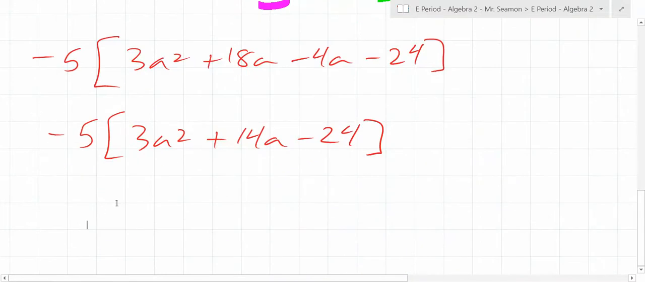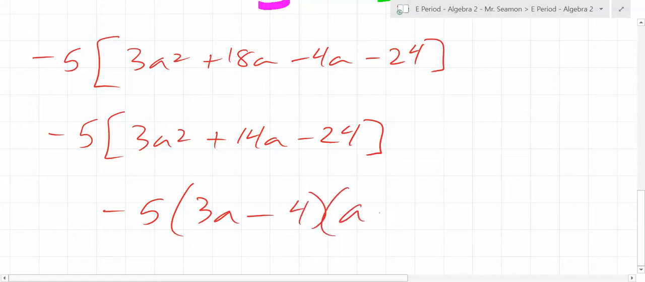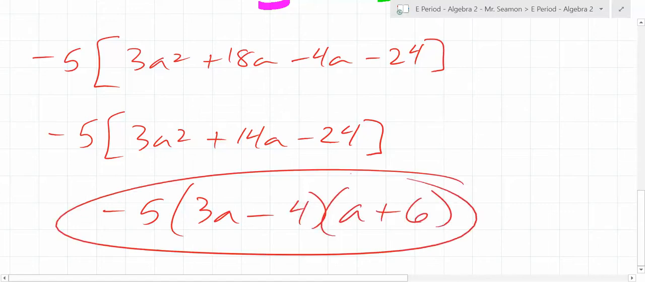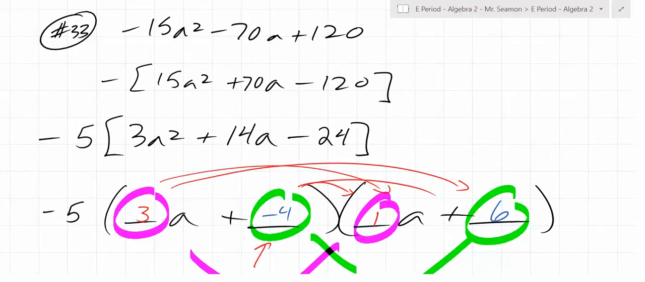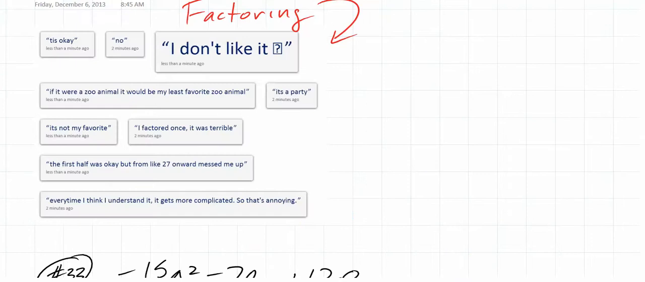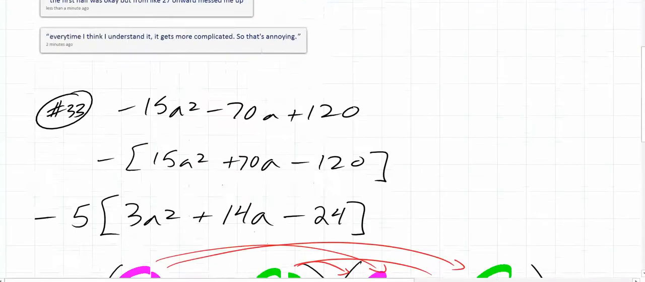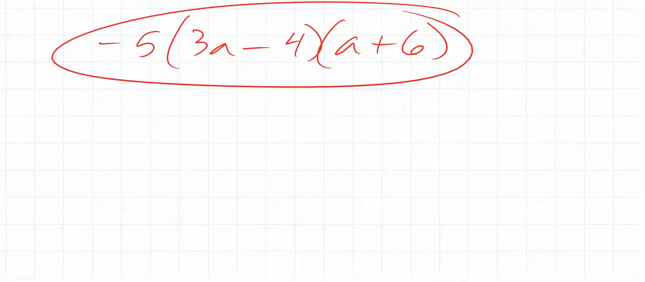So your final answer would be, make sure to write it cleanly, negative 5 times 3a minus 4 times a plus 6. So the first step is factor out as much as you can. Factor out the negative, and then factor out the 5. Are there other numbers that multiply together? Yeah, exactly. You could have 12 and 2. You could do 24 and 1. But the point is you'll develop an intuition. The way you get better at it is you practice it. You must practice. Are there any other questions?